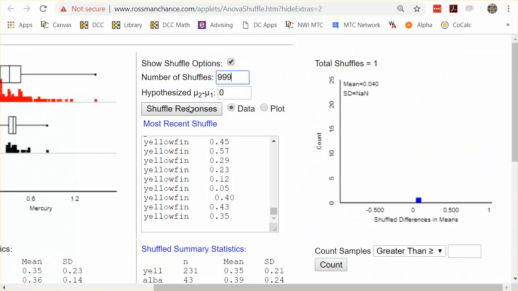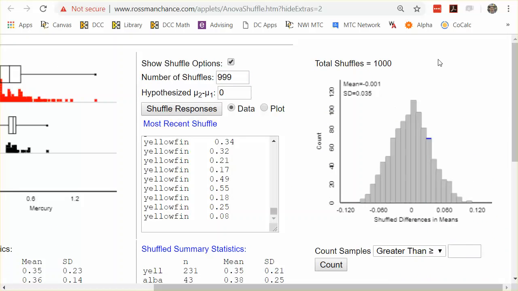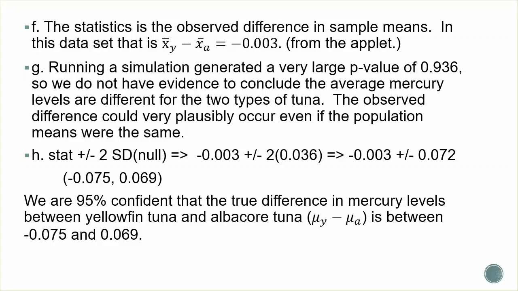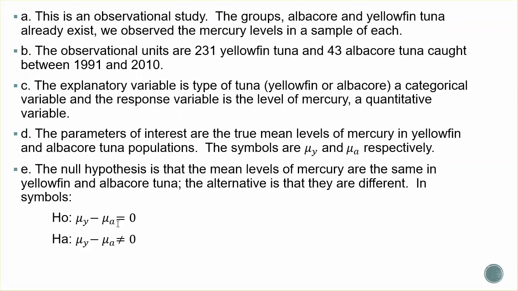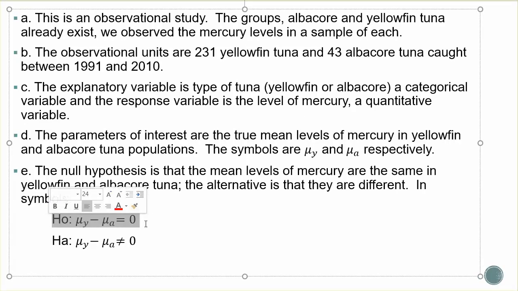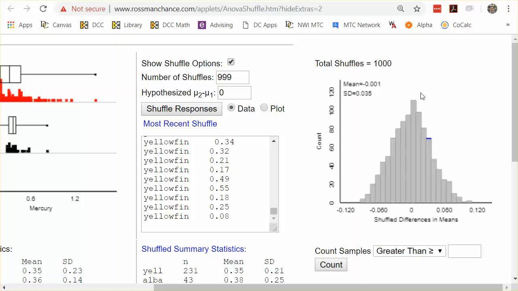And if we do it 999 more times, then we'll get 1,000 randomized differences, and this is the null distribution. This is what you would expect to happen if, in fact, yellowfin tuna and albacore tuna have the same level of mercury, right? If there's really no difference, that's why it's the null distribution. It goes with the null hypothesis. If there really is no difference between the two types of tuna, then this is what kind of differences in our X bars we would expect to get by random chance. And you'll notice the numbers go anywhere from 0 to 0.12.